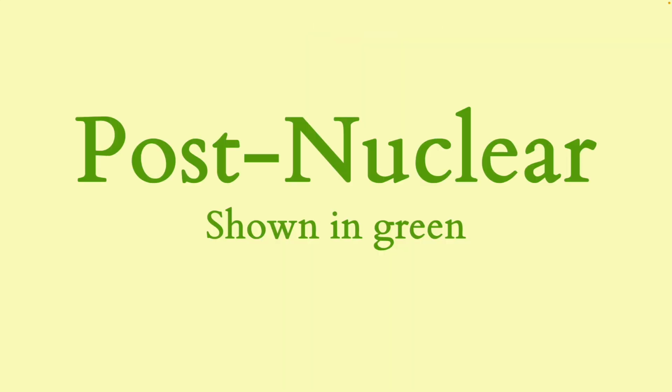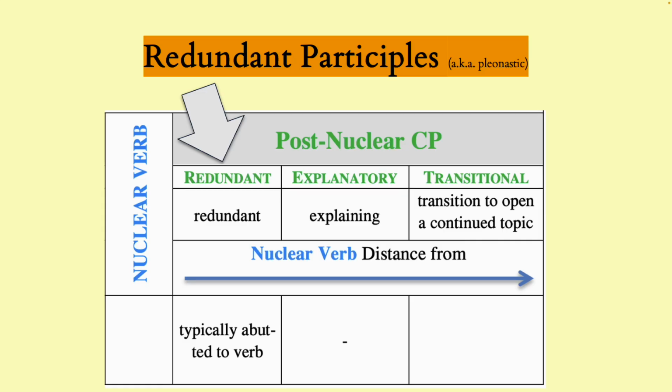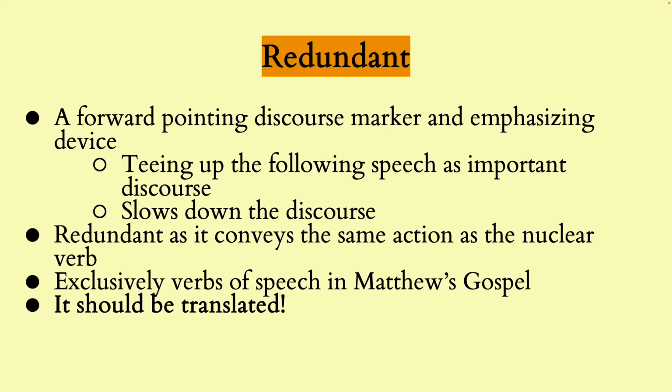So now we have post-nuclear participles, which are shown in green, and we will start with redundant participles. Redundant participles are a forward-pointing discourse marker, an emphasizing device that I think tees up the following speech as important discourse. It often slows down the discourse, and it's redundant as it conveys that same action as the nuclear verb.